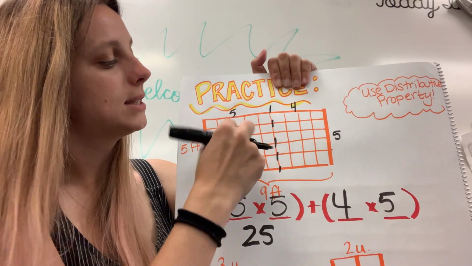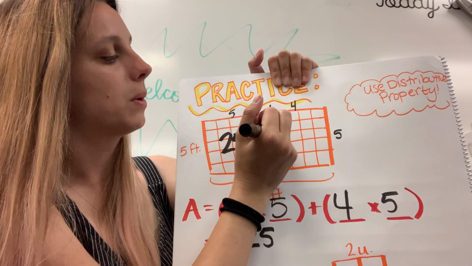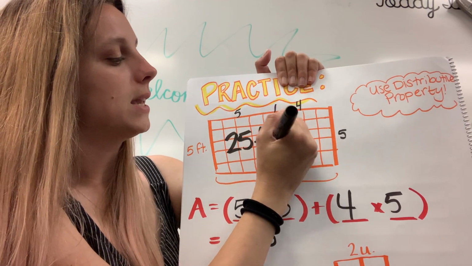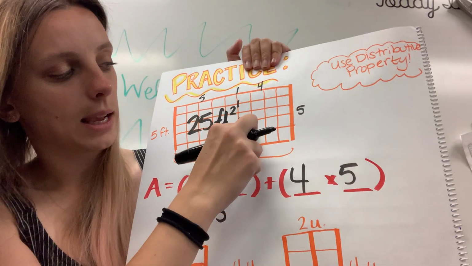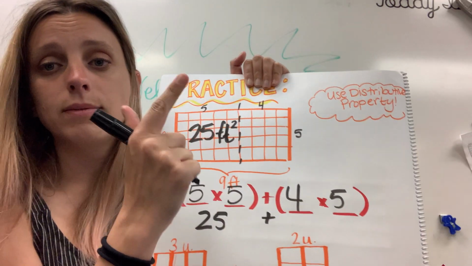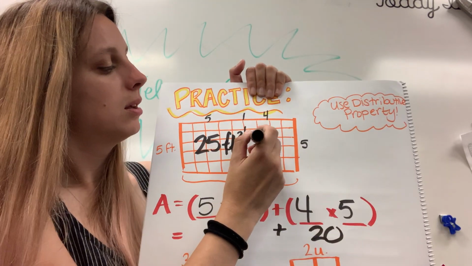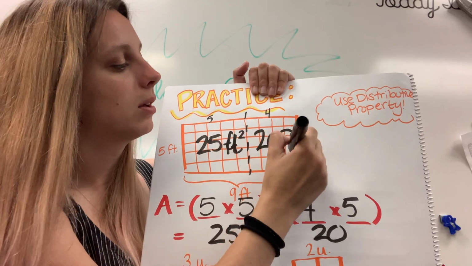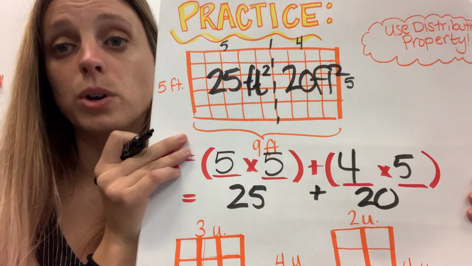So the area of this section would be 25 squared units, or units squared, in this case, feet, right? And now let's solve our second section. Our second section would be 4 times 5, so 5, 10, 15, 20. So I have 20 feet squared in this section. And if you counted those squares, you would find that to be true.